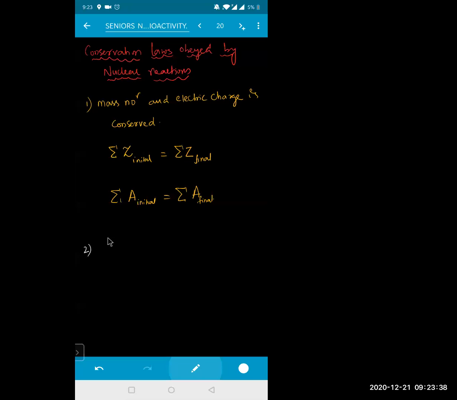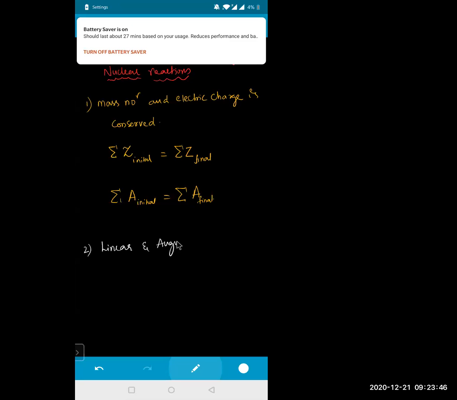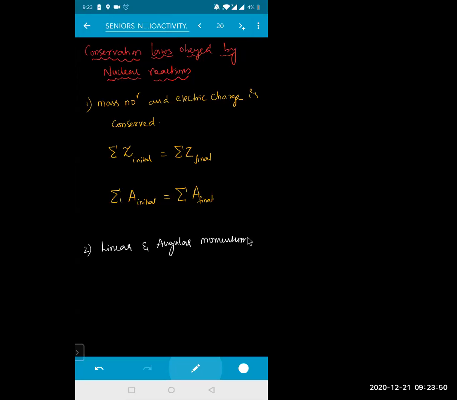Second point, linear and angular momentum are conserved. This is the second one. And the third one is total energy of reaction. Total energy of reaction remains conserved.